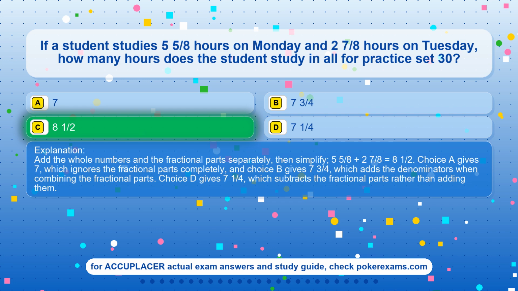Add the whole numbers and the fractional parts separately, then simplify. 5 and 5/8 plus 2 and 7/8 equals 8.5. Choice A gives 7, which ignores the fractional parts completely, and choice B gives 7 and 3/4, which adds the denominators when combining the fractional parts. Choice D gives 7 and 1/4, which subtracts the fractional parts rather than adding them.